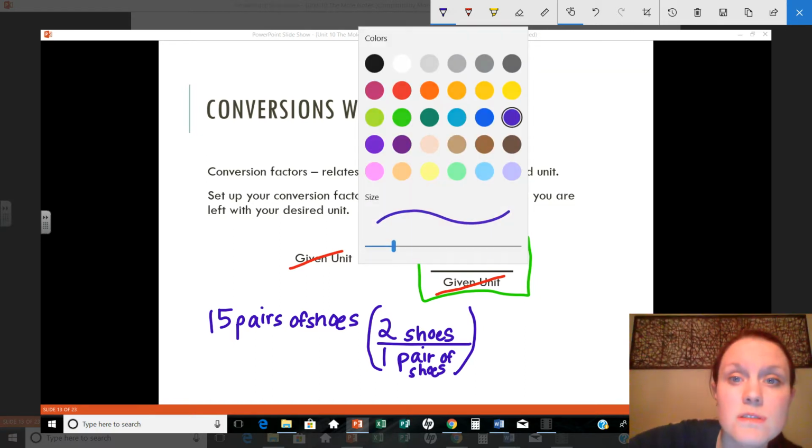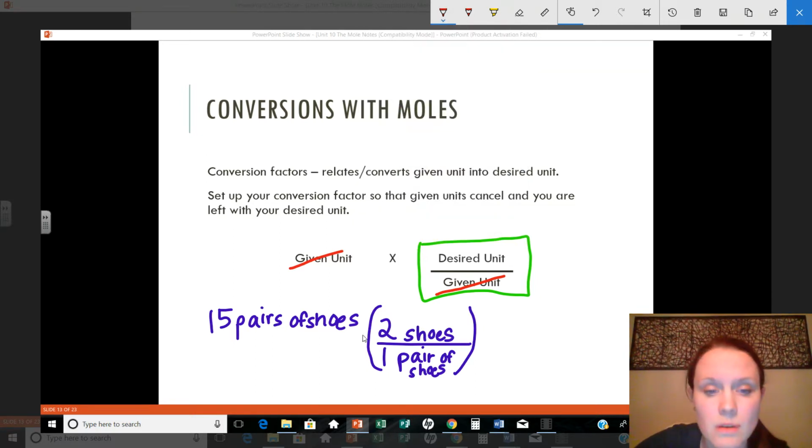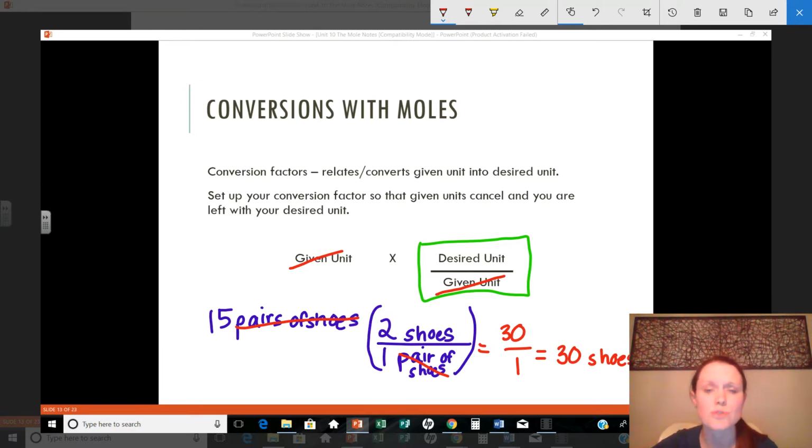All right, so let's do our math here. My pairs of shoes unit cancels out because I've got that unit in my numerator and the same unit in my denominator, so they cancel. I'm going to multiply across the top, so 15 times 2 gives me 30. Multiply across the bottom, 1. Anything divided by 1 is that number. So if I have 15 pairs of shoes, that means I have 30 total shoes.